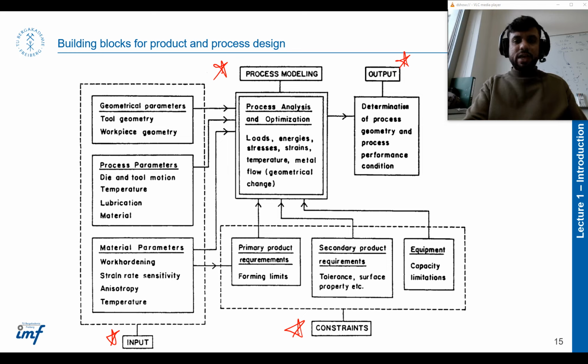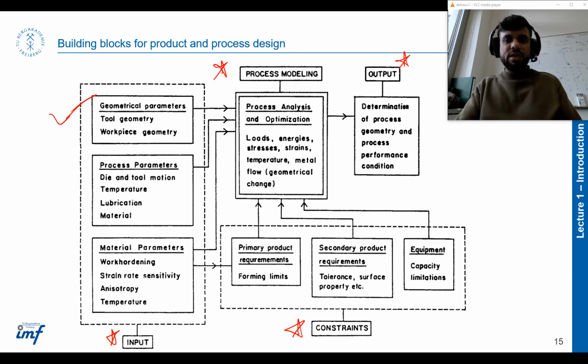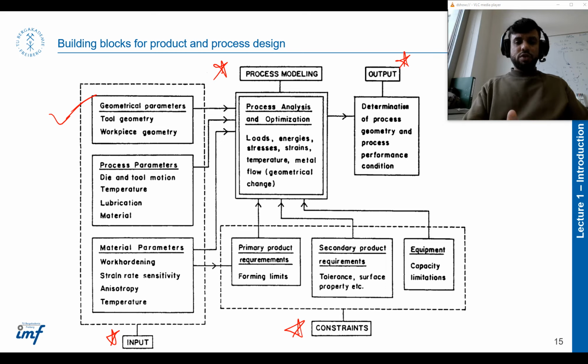So we generally, as an input, give geometric parameters, which basically talk about the workpiece, which is our material which we want to deform, and the tool geometry which will be used to deform that material. Then we also give input of the process parameters, which we talked about. So this is die and tool motion, temperature, lubrication, and which material we have. So how does it behave under different loading conditions?